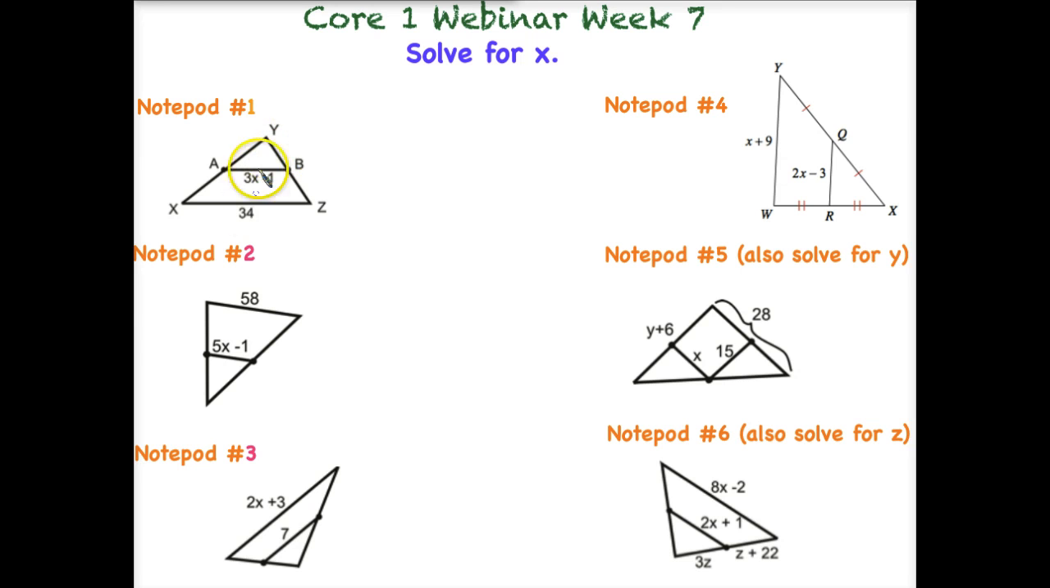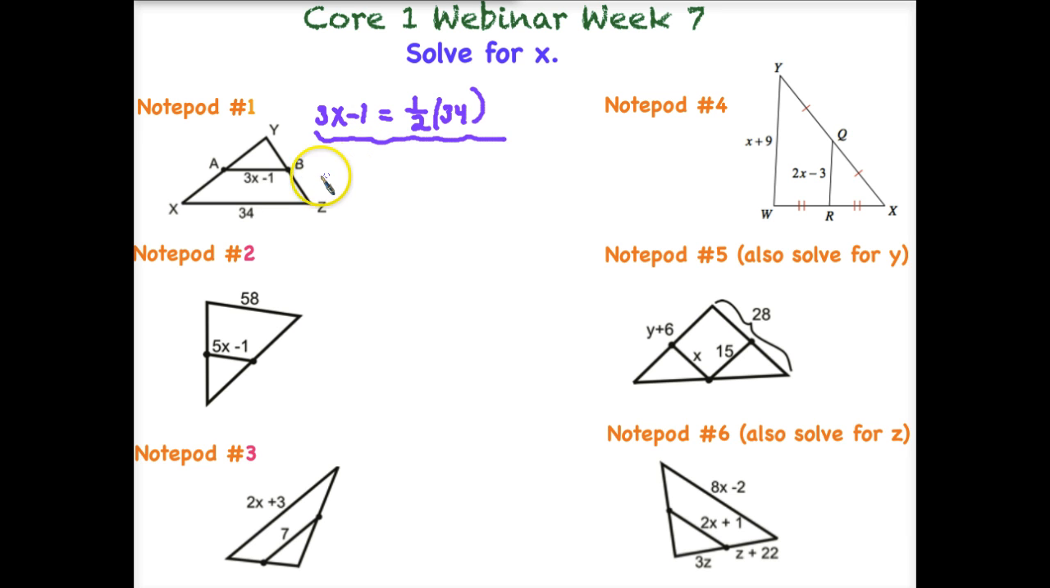All right, so think about our relationship, right? So there's 2 ways we could do it. We could say that the midsegment, which is 3x minus 1, is equal to half of the opposite side. So I could write it like this, 1/2 times 34. And I could definitely solve that because 1/2 times 34 is easy to figure out, right? We just divide by 2. So that's one way, but remember that's a little bit more difficult.